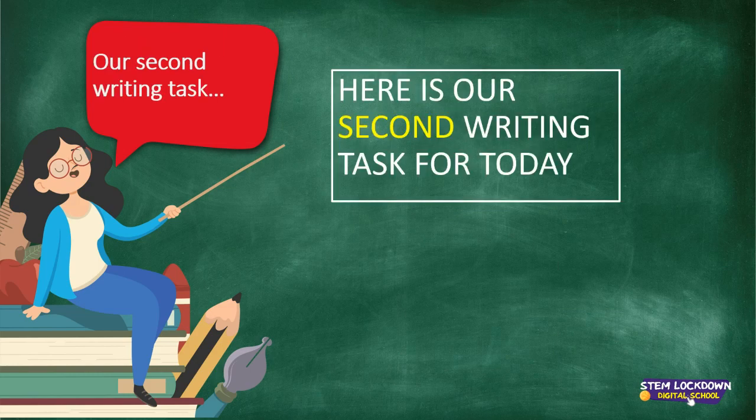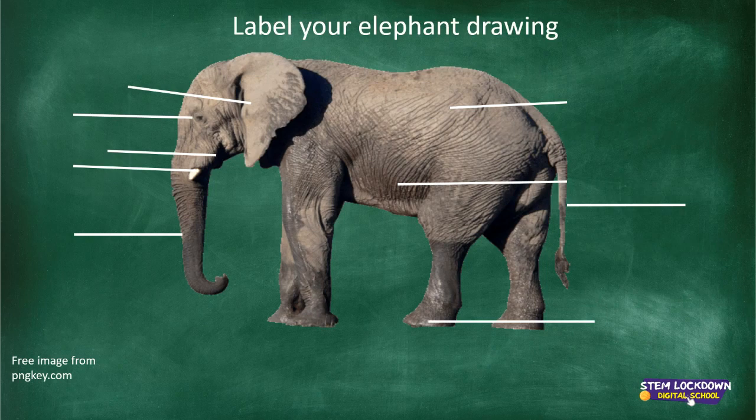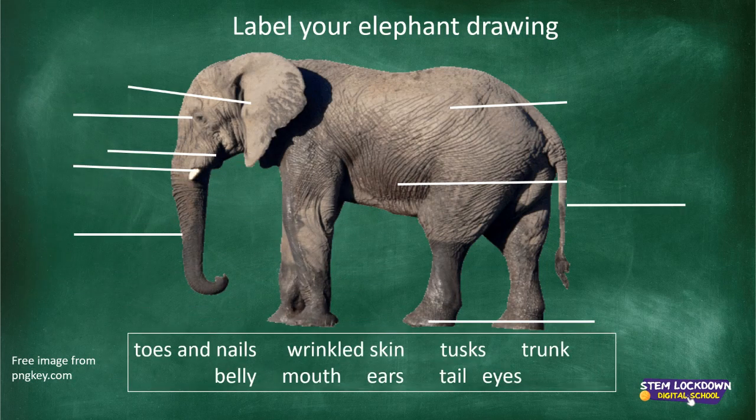Now, our second writing task for today, as stated in the CAPS curriculum, is to label the drawing that you did just now of your elephant. Label it. So make sure you get all the body parts mentioned. Okay. Here's our list of body parts.